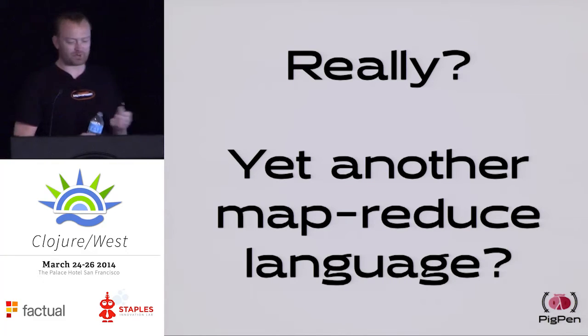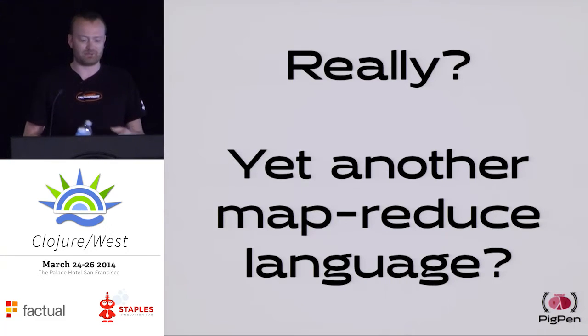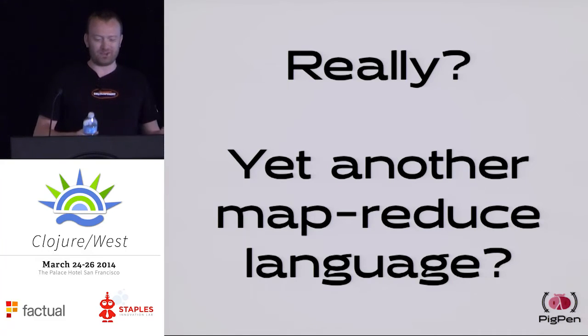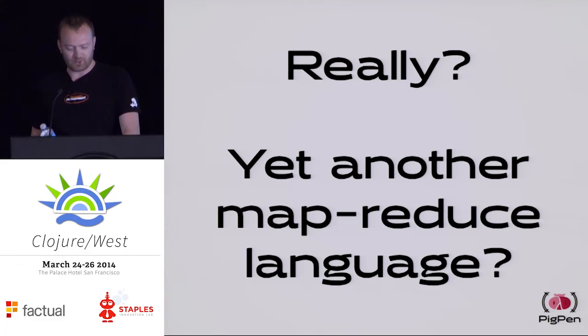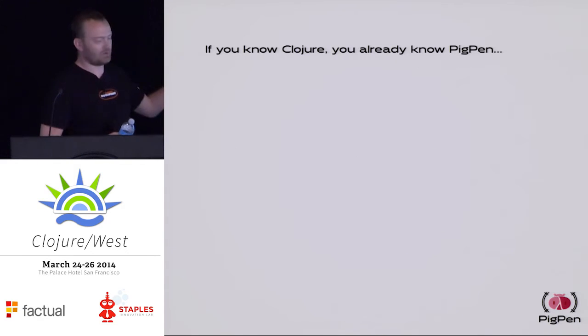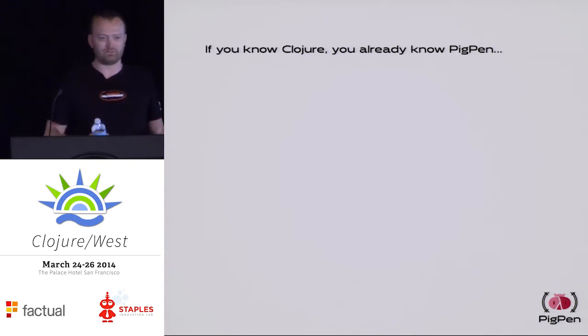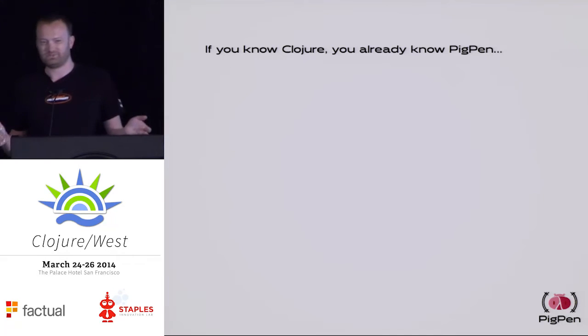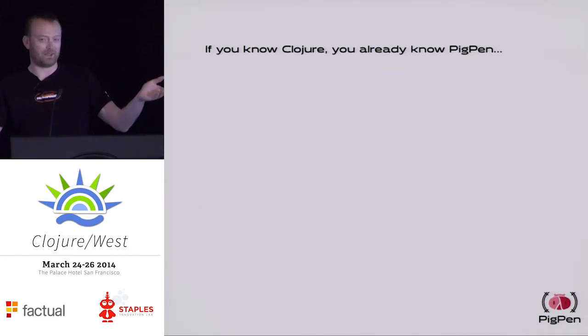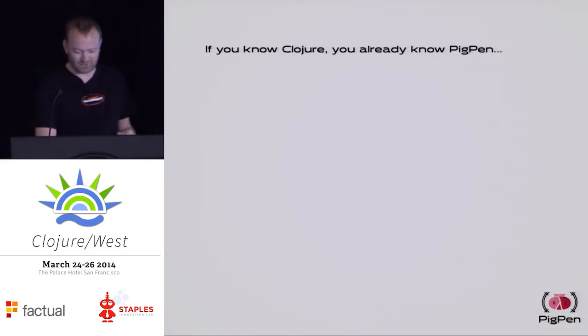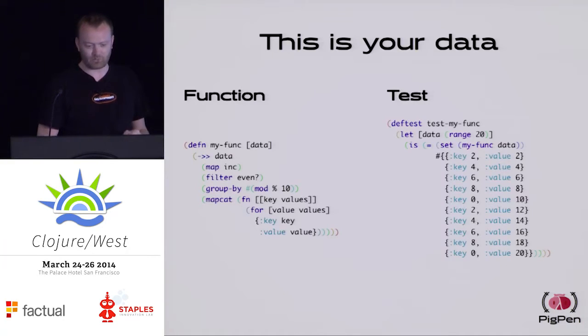I asked myself this question a lot when I was making PigPen. I was like, there are dozens of other alternatives. Do we need another MapReduce language? And what I came to was, if you know Clojure, you already know PigPen. So who in here knows Clojure? You know PigPen. And I'll show you some examples.